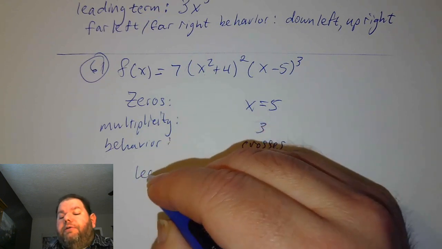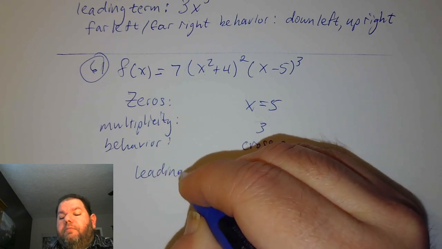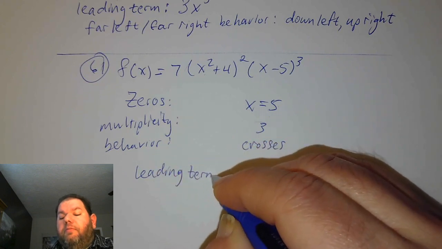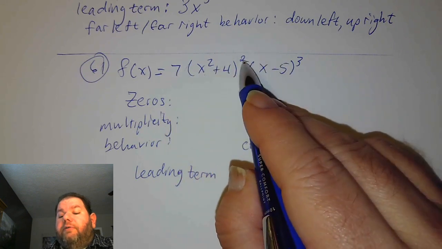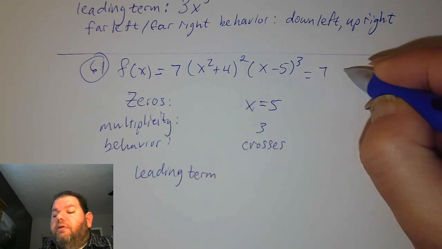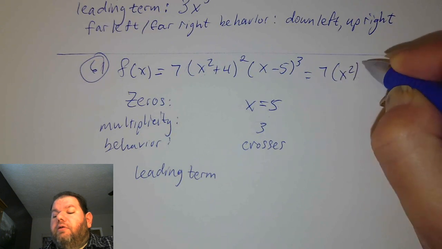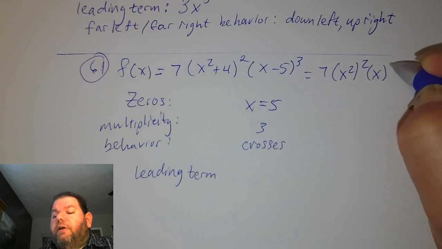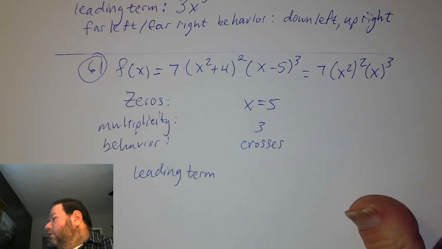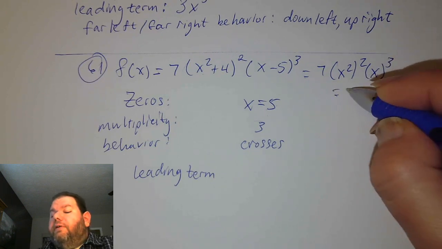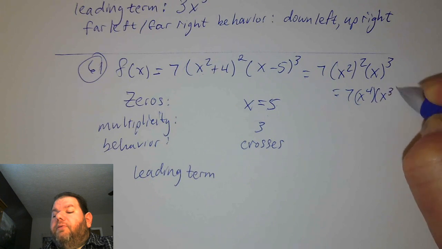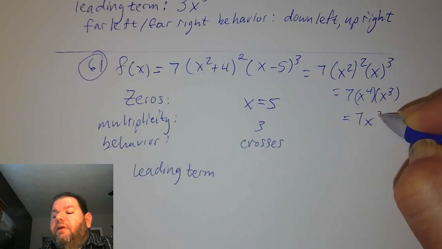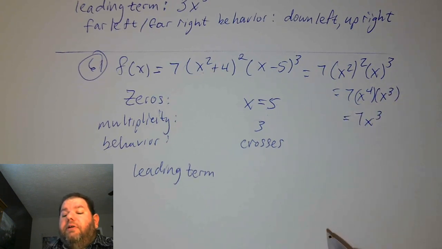Now our leading term, we get a 7, we get x squared that is squared, and we get an x that is cubed. So that's 7 x to the 4th times x cubed, so 7x cubed. It's actually the same as the previous one. It's down left and up right.